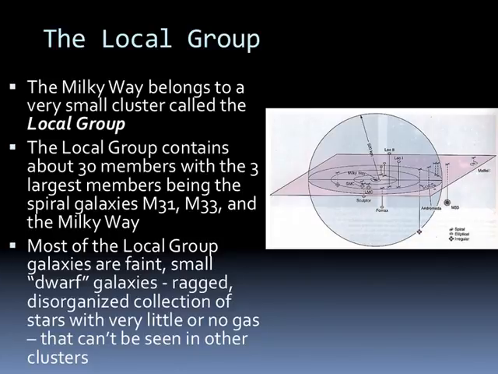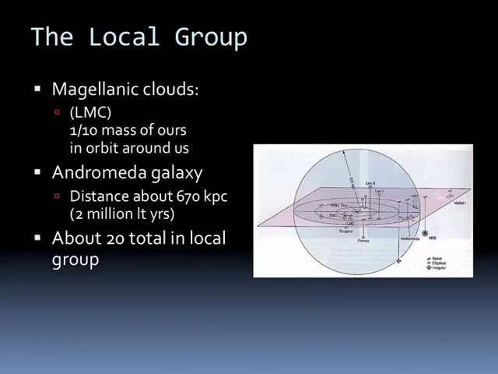Most of the local group galaxies are faint, small dwarf galaxies, ragged, disorganized collections of stars with very little or no gas that can't be seen in other clusters. The Magellanic Clouds are in our local group. The Large Magellanic Cloud is about 1/10 of the mass of our galaxy. It's in orbit around us. The Andromeda Galaxy, which we've talked about, is 2 million light years away. Again, depending on how you add it, there's about 20 to 30 members of the local group.